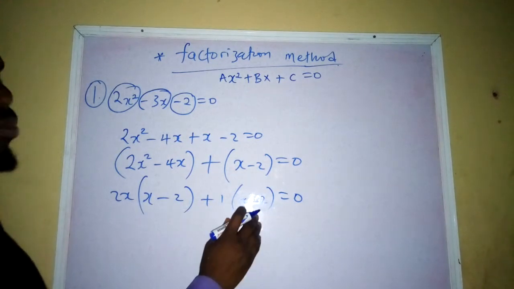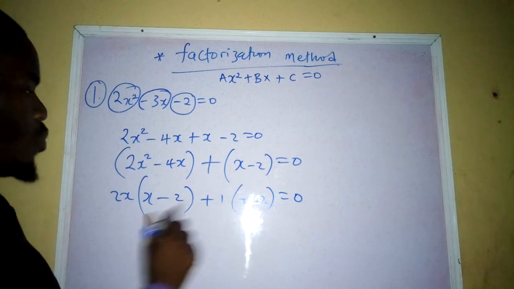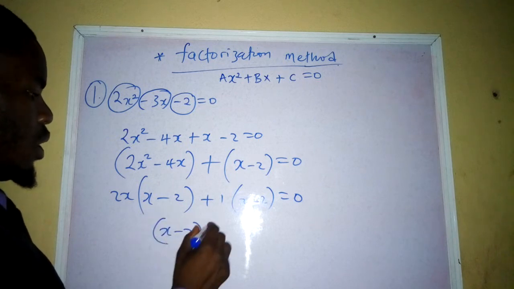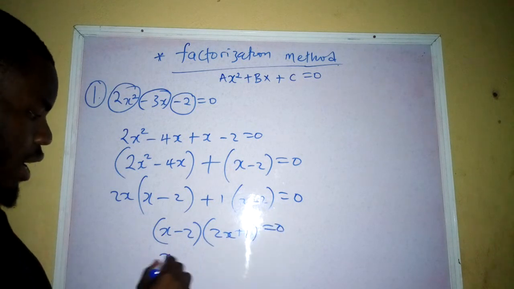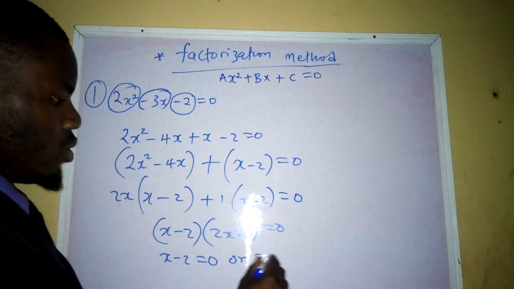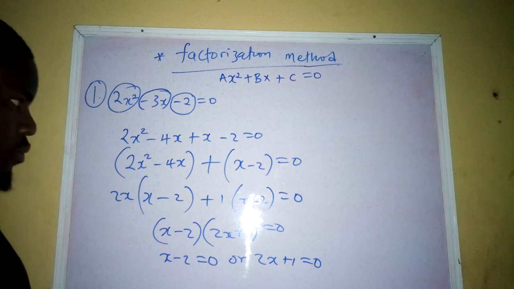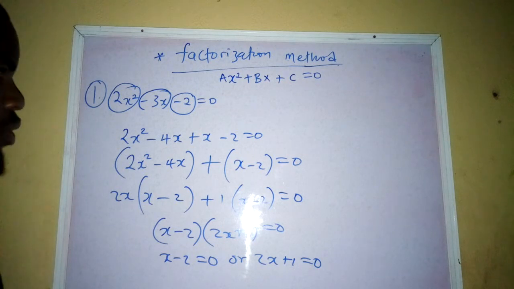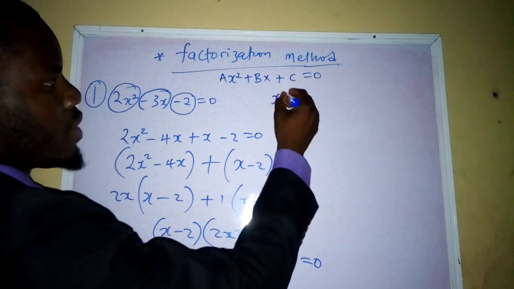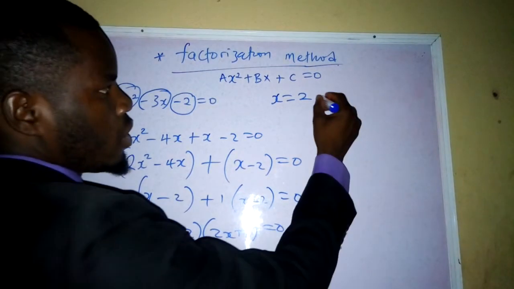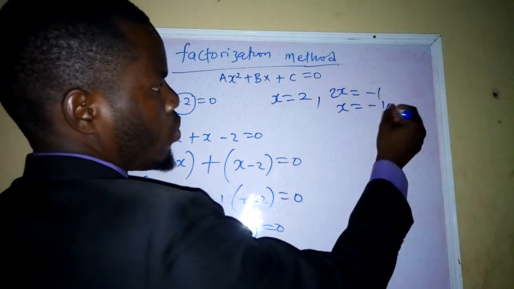So these two terms must be the same with correspondence to signs. So we'll pick one of them, x minus 2, and what is outside? 2x plus 1. 2x plus 1 equals 0. So it's either x minus 2 is equal to 0 or 2x plus 1 is equal to 0. So let me use this place. Sorry, the space is very little. So from here, you will discover that x is equal to 2, while 2x is equal to negative 1 from this part, so that x is equal to negative 1 over 2.